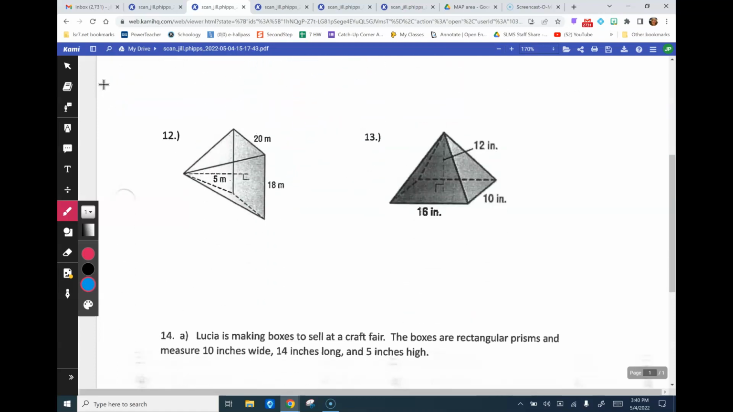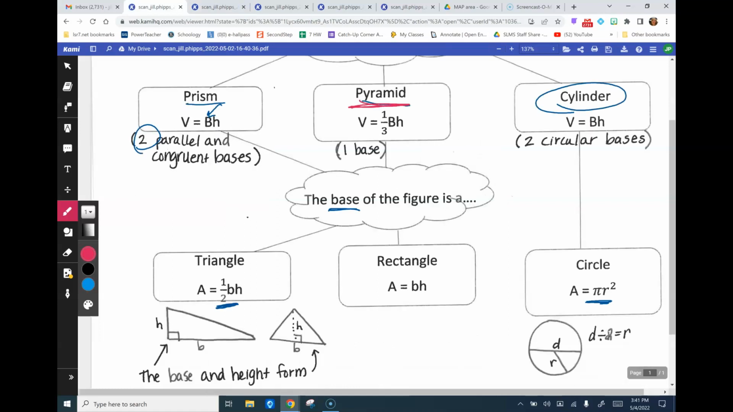Now look at this pyramid. Look at the base. What is the shape of my base? It's a rectangle. So when you go out here, you will have a pyramid, but now you have a base of a rectangle. And again, that area can be length times width. Okay, so hopefully this helped.